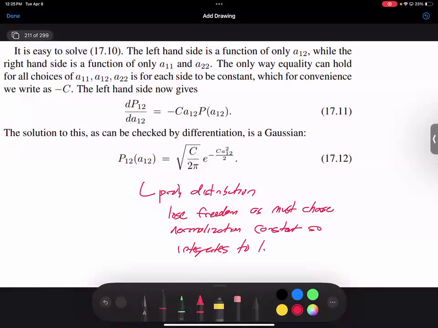So we choose the normalization constant so it integrates to 1. Because again, there are lots of different functions that work. I could take the function and multiply by 5, by 16, by 1/3, by -5. Any of those work, but it has to integrate to 1. So that's where you lose that degree of freedom that you should have from a first order differential equation.